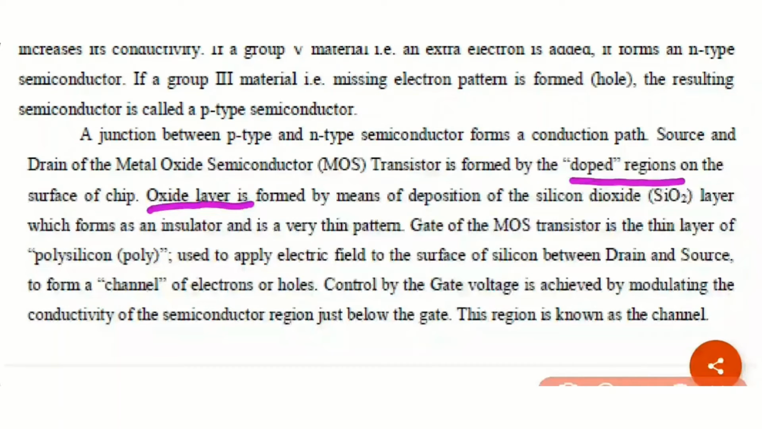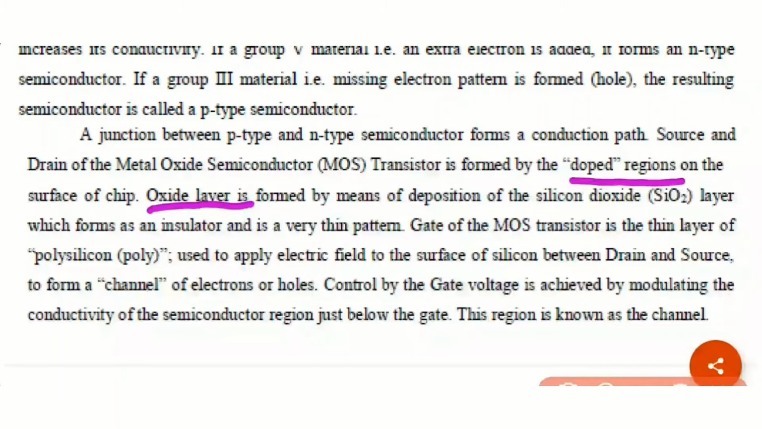There will be metal layer. Depletions will be there. A polysilicon will be used. And diffusion will be there. And main thing is your substrate. It can be P substrate. It can be N substrate. So the oxide layer is formed by means of deposition of the silicon dioxide layer, which forms as an insulator and is a very thin pattern.